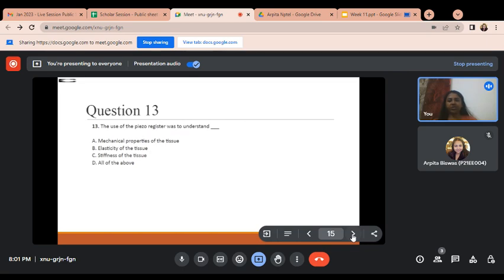Next we are moving toward question number 30. The use of the piezoresistor was to understand. Option A is mechanical property of the tissue, option B is elasticity of the tissue, option C is stiffness of the tissue, and option D is all of the above. So go through the question carefully and then try to give the answer.